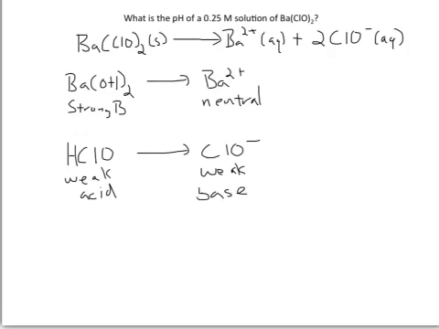Now, we do have to be a little bit careful. We're told that the concentration of our barium hypochlorite is 0.25 molar. But if we look at our equation, for every 1 mole of barium hypochlorite that dissociates, we form 2 moles of hypochlorite ions. So that means that the concentration of hypochlorite is going to be twice the concentration of the barium hypochlorite, or the initial concentration of ClO- is 0.50 molar. So that's what we'll use for the initial concentration of ClO- in our ice table that we'll build on the next slide.